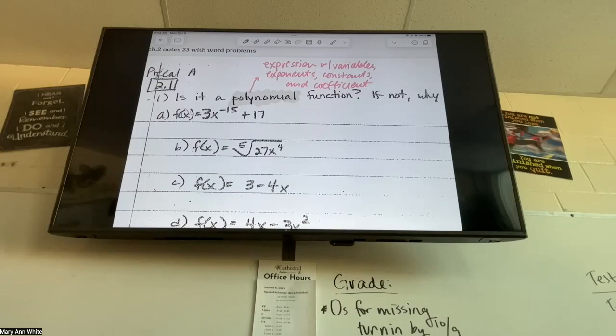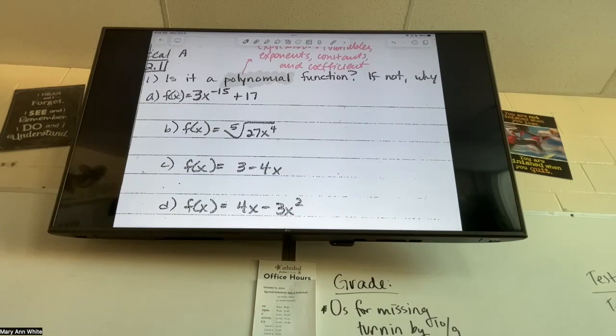Now this is different than a power function. So we've talked about a power function, which is just any function where x has an exponent. This time my exponent has to be kind of specific. So we're going to look at a couple examples. Is letter A a polynomial function? Could I do 3x raised to the negative 15 plus 17?